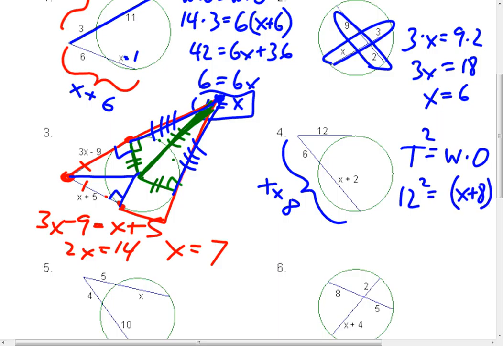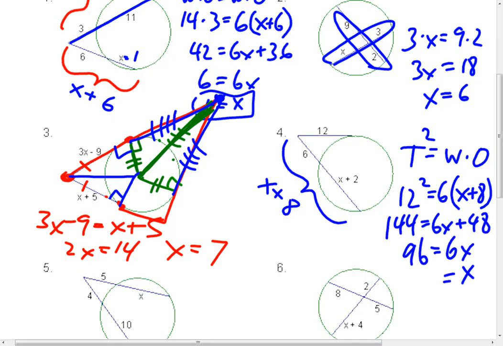I'm just going to show it as distribution. The outer is which piece? What should I multiply this by? 6. So I've got 144, 6x plus 48. Do a little subtraction. 96 is 6x. X equals 16. Does that look right?